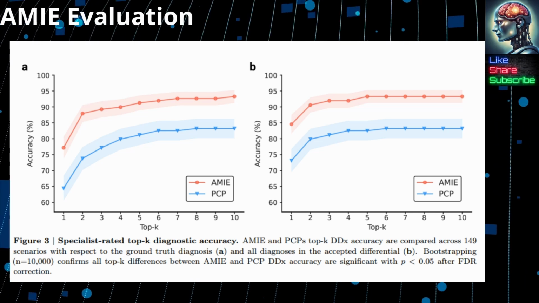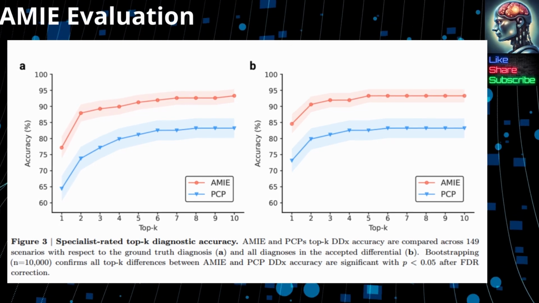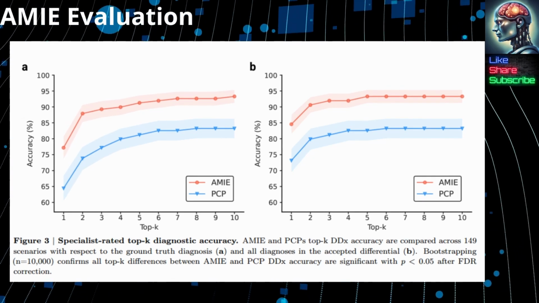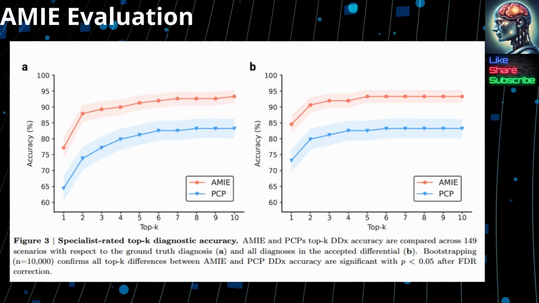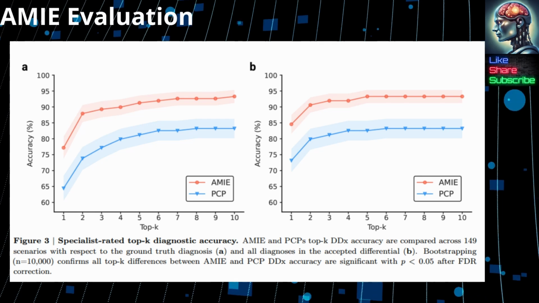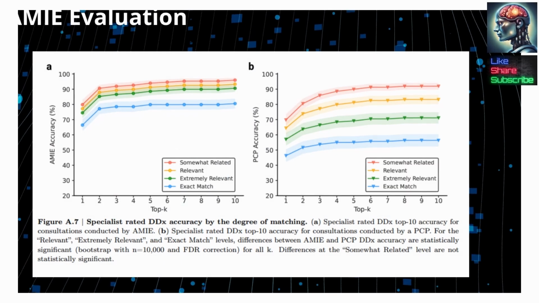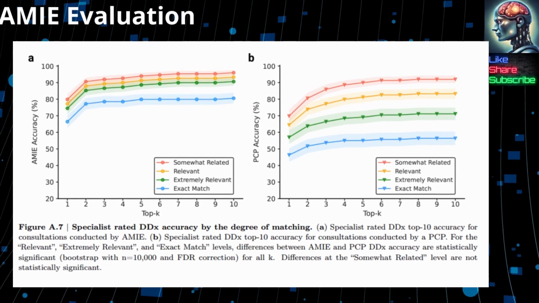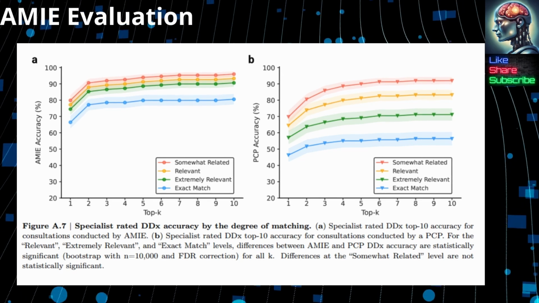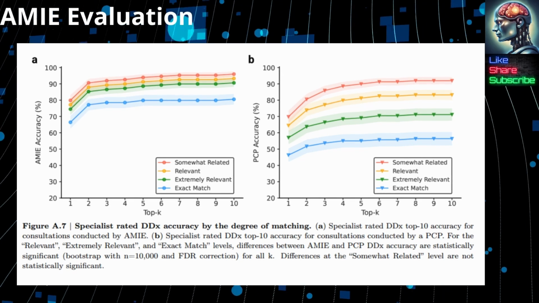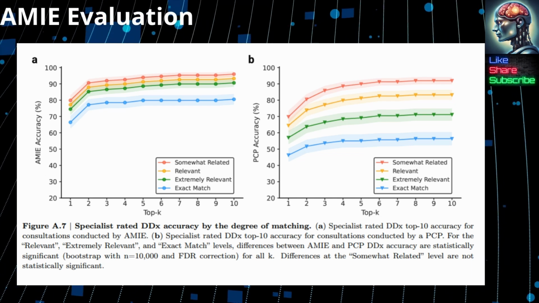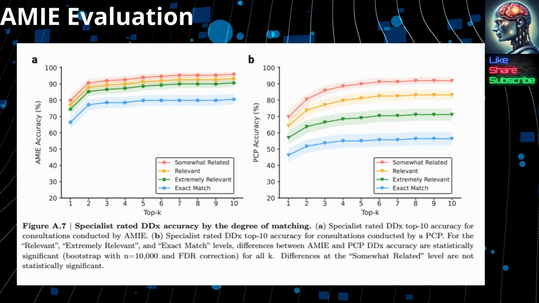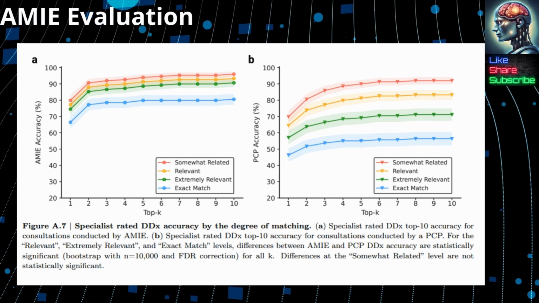AMIE showed significantly higher top K accuracy than that of PCPs across all values of K. Note that, unlike AMIE, PCPs did not always provide 10 diagnoses in their differential diagnosis. Additionally, authors performed a comparison of differential diagnosis accuracy between AMIE and PCP by varying the matching criteria for determining a match. Results depicted in figure A7 further substantiate AMIE's superior differential diagnosis performance across various matching criteria such as the exact match, extremely relevant, and somewhat related.